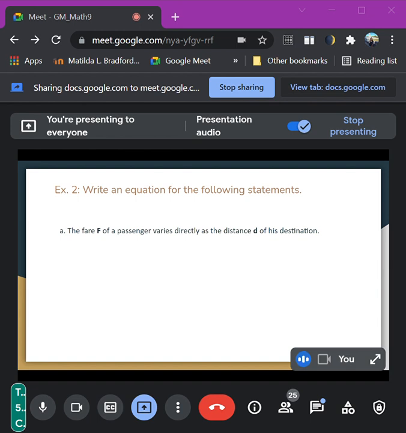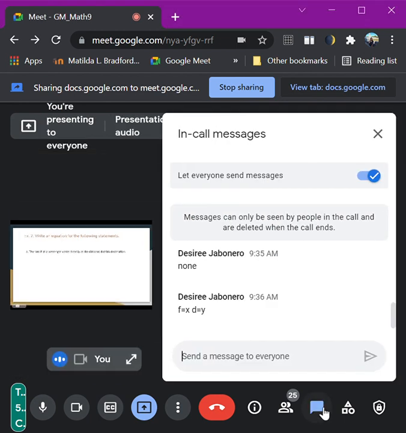Anyone, just try. You have there the fare F of a passenger varies directly as the distance D of his destination. So you substitute it in our formula from earlier, which is Y equals K times X. So where will we substitute the Y? We have the fare F of the passenger varies directly. That is the representation, and it depends on how we read it. So how we read it is how we write it. So, how are we going to write this one?